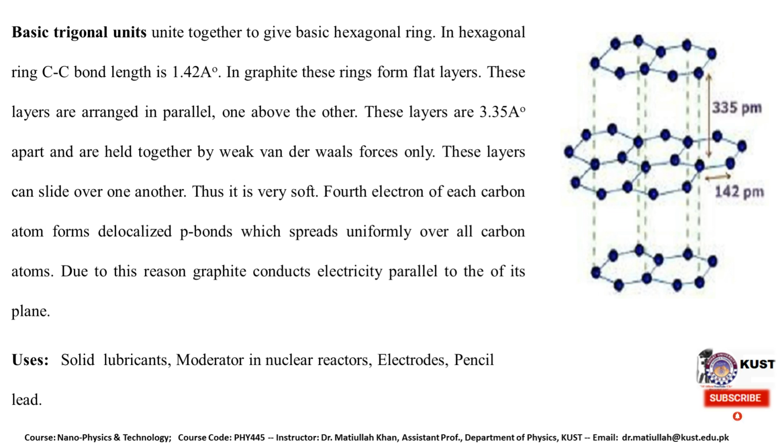Actually, the fourth electron of each carbon atom forms a delocalized pi bond, which spreads uniformly over all carbon atoms, and due to this reason graphite conducts electricity parallel to its plane. So graphite is normally used as a solid lubricant, as a moderator in nuclear reactors, and for electrodes and pencils.